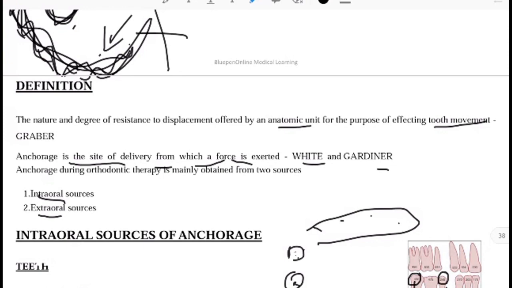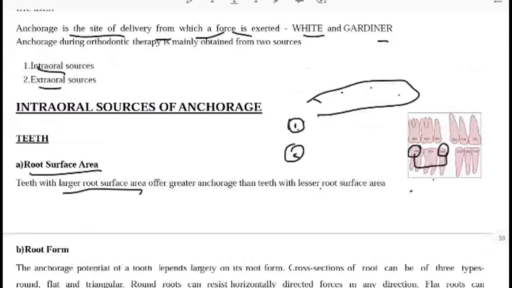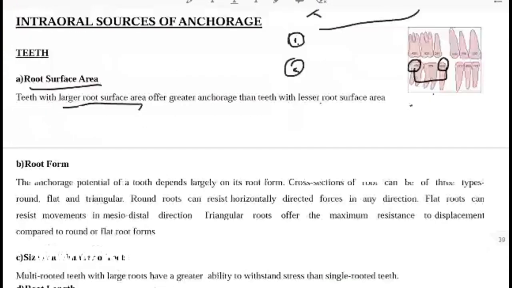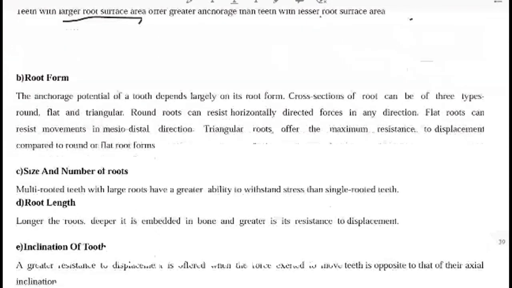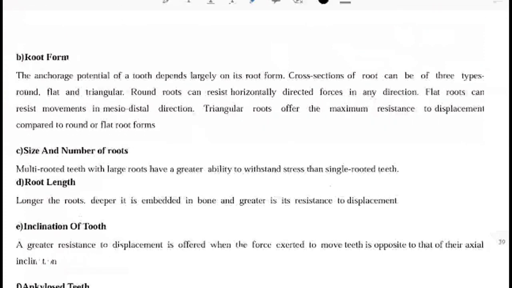Okay, then root form. Root form means what? We can have a round root form, a flat one, and also a triangular one. Round roots you can see typically on bicuspids. Also, you can see the same on the palatal root of maxillary molars.